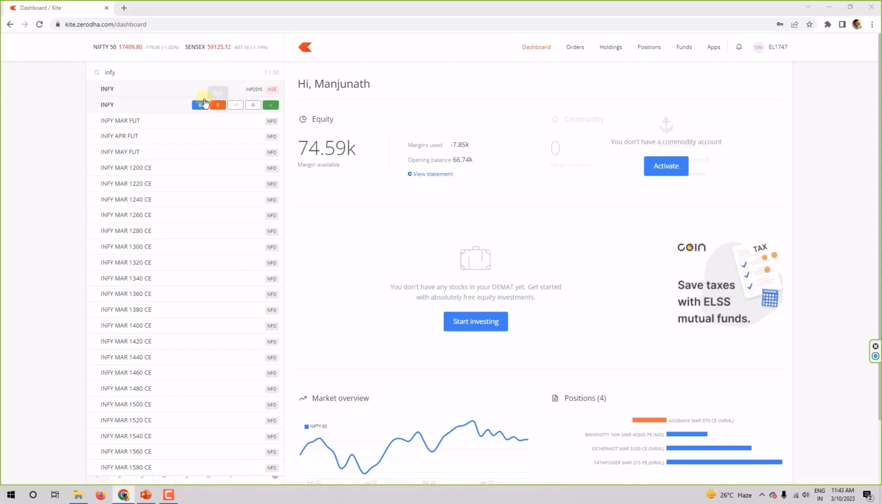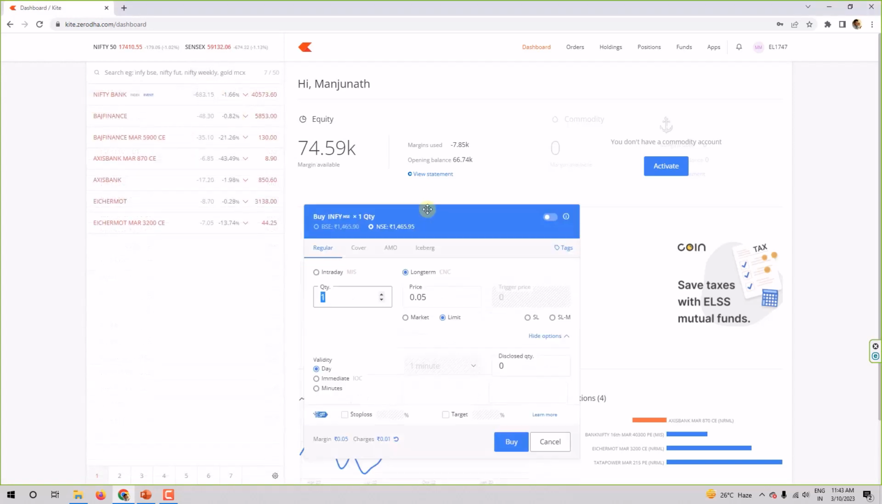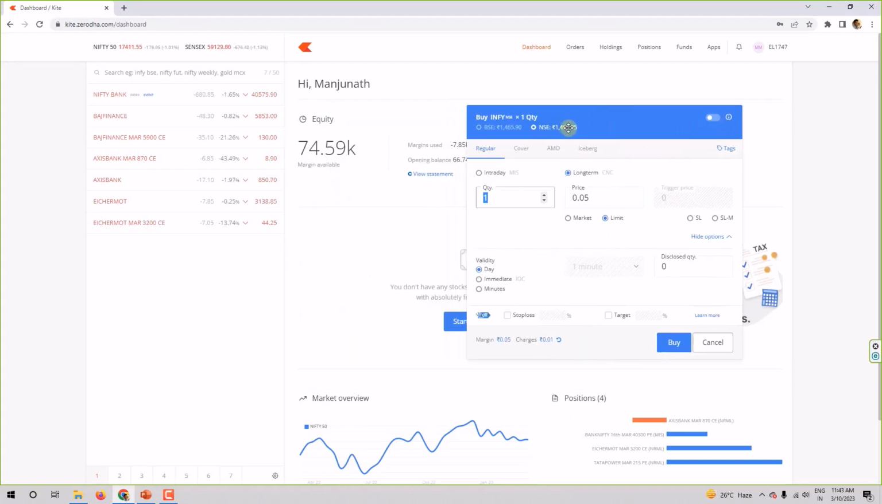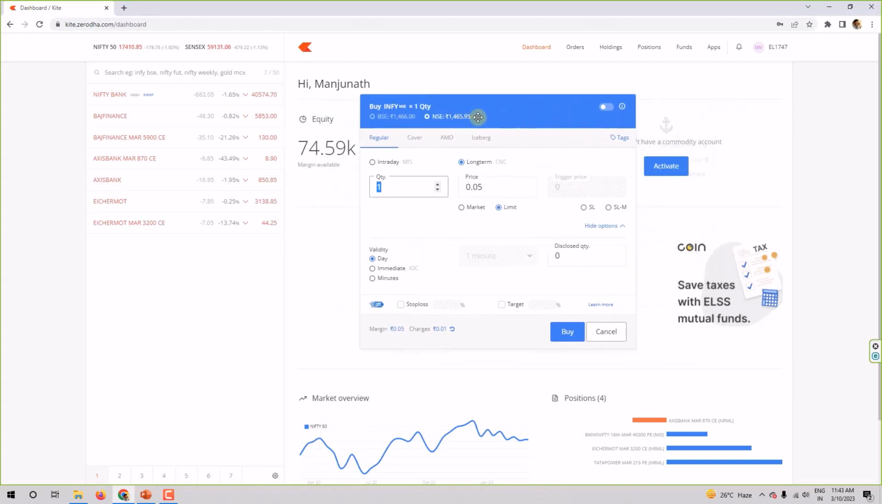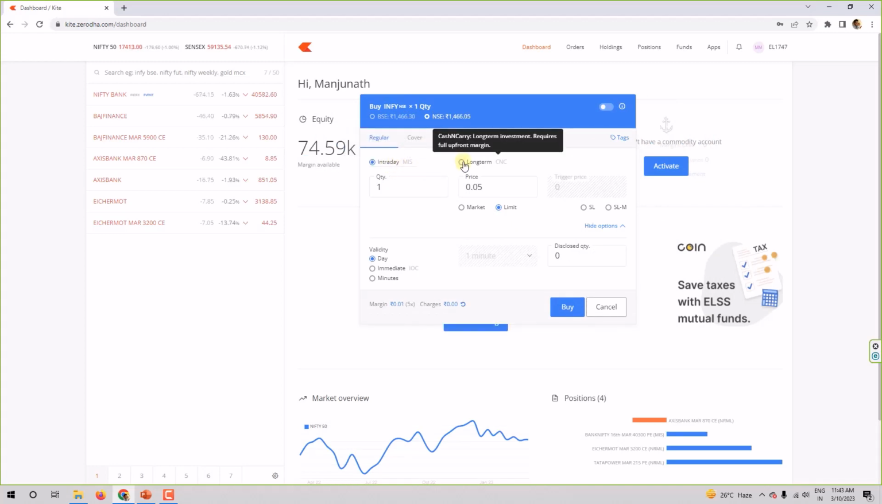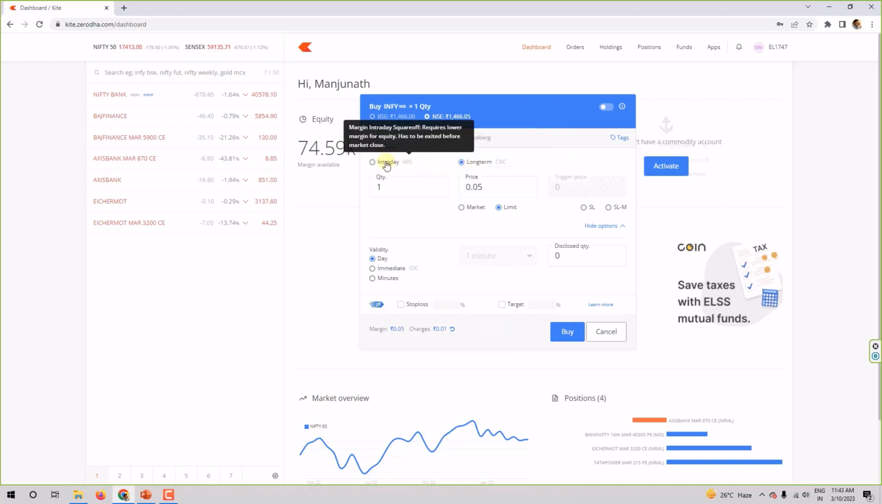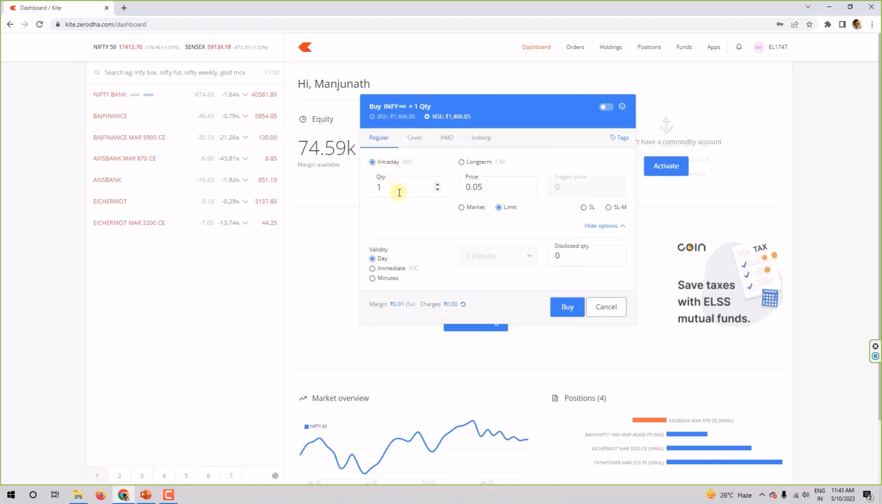Now, here you have B for buy, S for sell. You know that you can buy a stock or sell a stock. So I'll click on buy, okay, and this gets loaded up. All right. Now it is asking whether you want to buy it for intraday trading or long-term investment. Okay. So intraday trading means you have to buy the stock and sell the stock on the same day. All right.